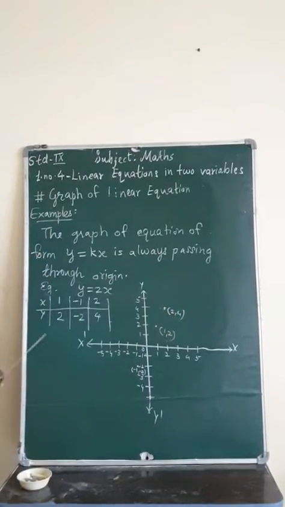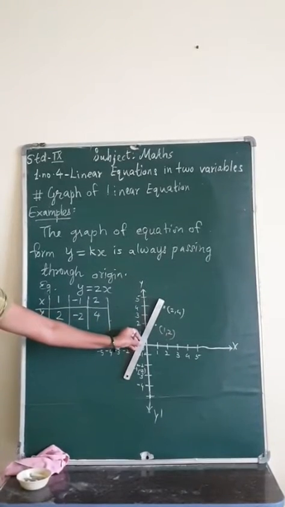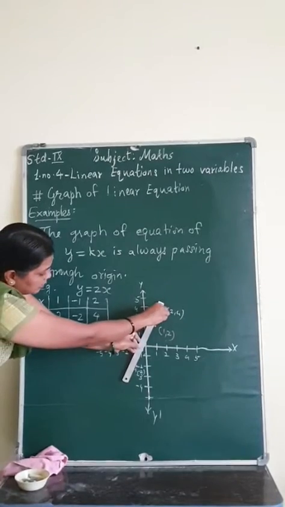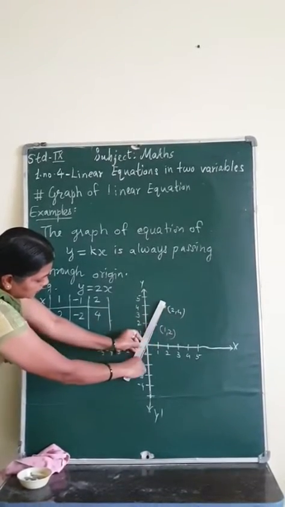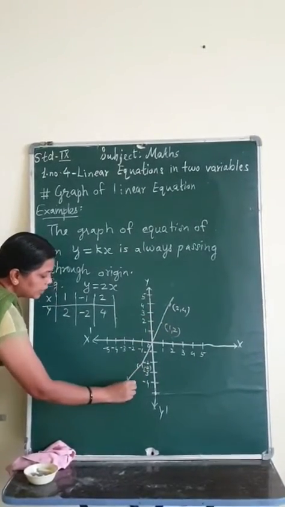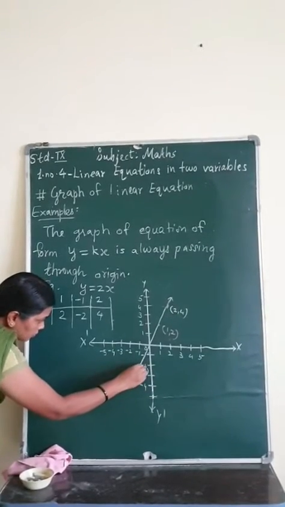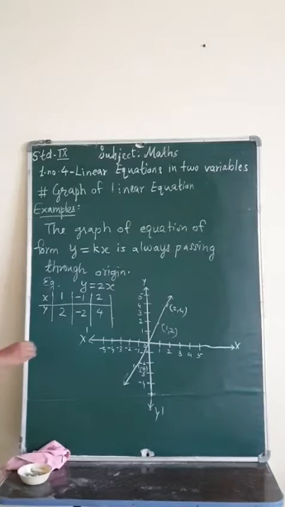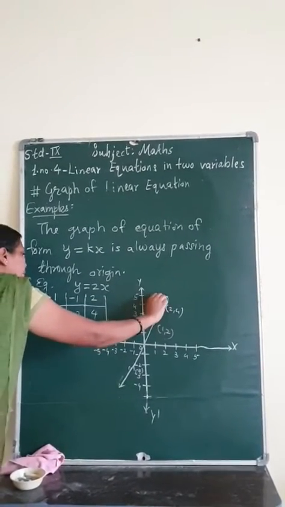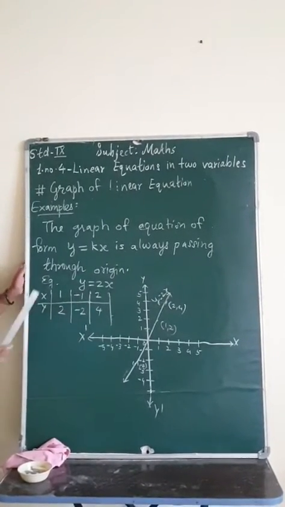Now if we join these points, we get a straight line. You can observe that this straight line is passing through the origin. You can see it here. You can extend it to the other sides. And then you write the equation here as y is equal to 2x, meaning this line is representing the equation y is equal to 2x.